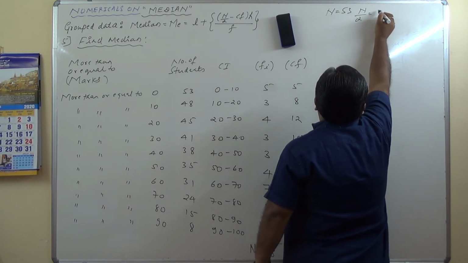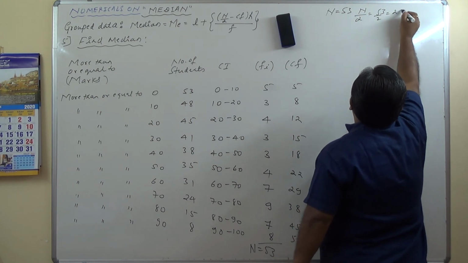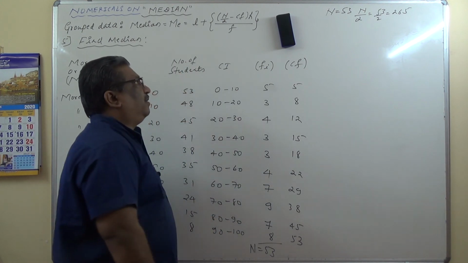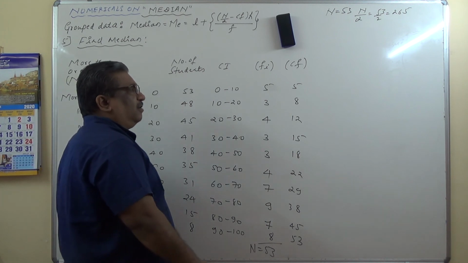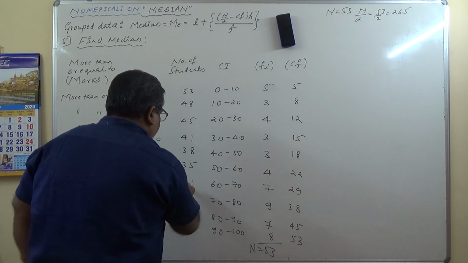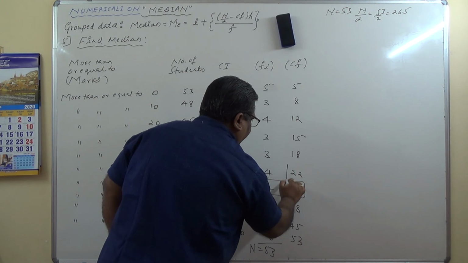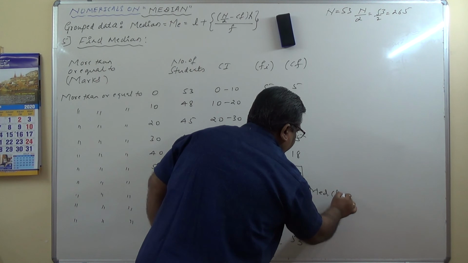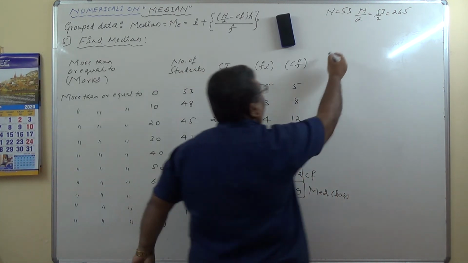n by 2 equals 53 by 2, which is equal to, 2 2s are 4, 1, 2 6s are 12, 2 5s are 10, 26.5. Locate 26.5 in the CF column, or just greater than that, in order to find out the median class. 26, 29. This is the median class. Immediately after that, mark this also. So this is the median class. This is CF. Let us look at all other parameters.